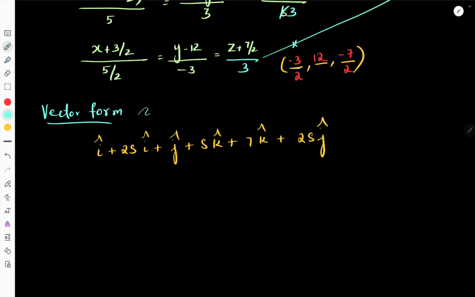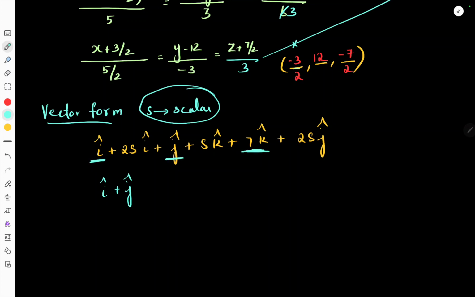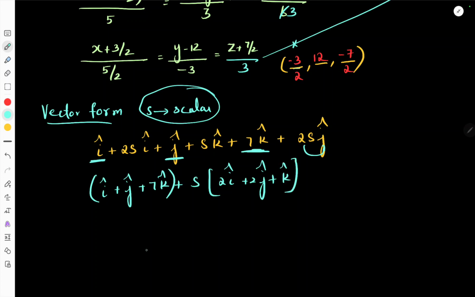S times s is one scalar here, s is some scalar, it is like lambda. So I have to write the s term separately, and without s I have to write separately. So i cap plus j cap, this is without s, and this is also without s, plus 7k cap. Now I have to take s common. After taking s common, we have 2i cap, 2j cap plus k cap.